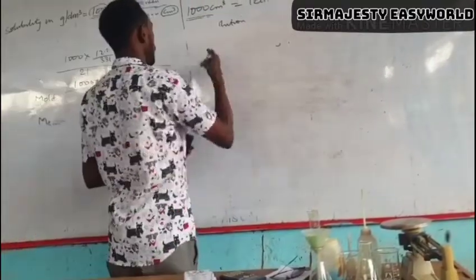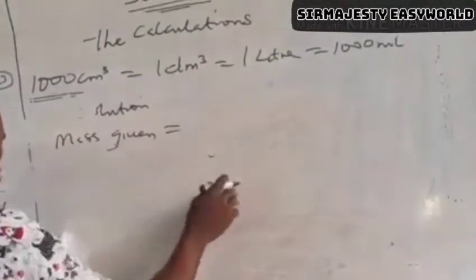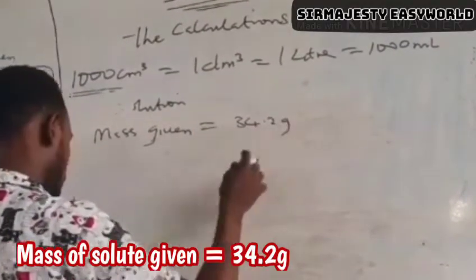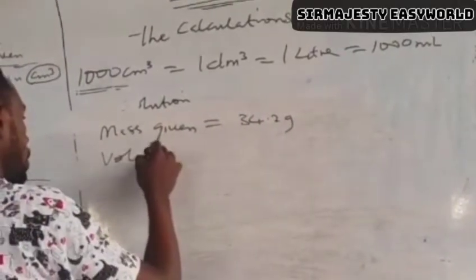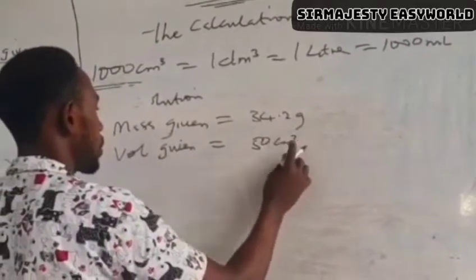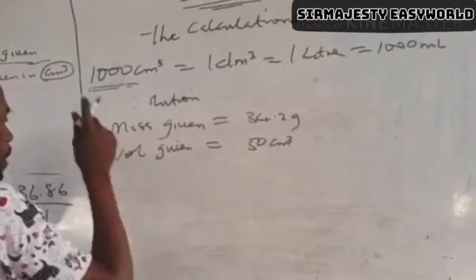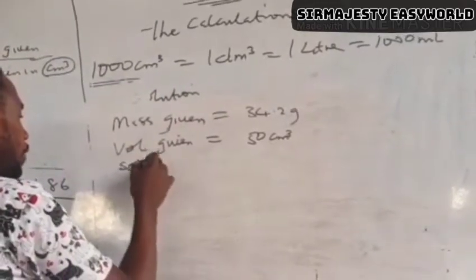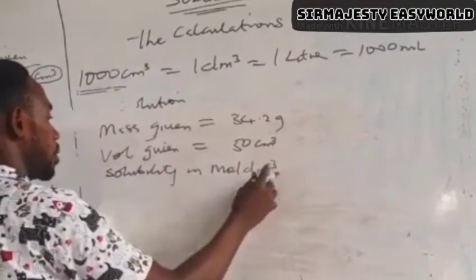First step, you say mass given. Given mass is, be careful, 34.2 grams. The other mass is molar mass, please. This one is mass given. Then volume given to us from the question is 50 cm cube. So remember, this is the cm cube, so we are working with 1000. When in dm cube, we work with 1. Then the next, are we looking for the solubility in mole per dm cube or gram per dm cube? We are looking for solubility in mole per dm cube.